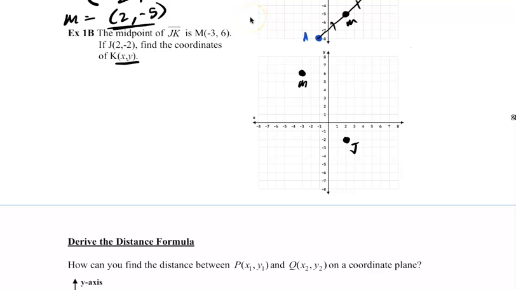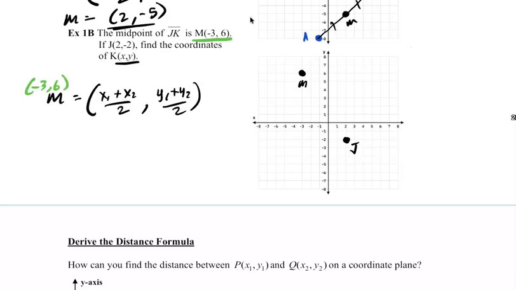So how do I solve it? Well, let's put back our formula. M equals (x1 plus x2 over 2, y1 plus y2 over 2). And then plug in what we know, right? We know the midpoint is (-3, 6). And we know that J is (2, -2). So let's make this x1, y1, so 2 and -2. And we'll let K be (x, y) like it says. So K is the other x and the other y.